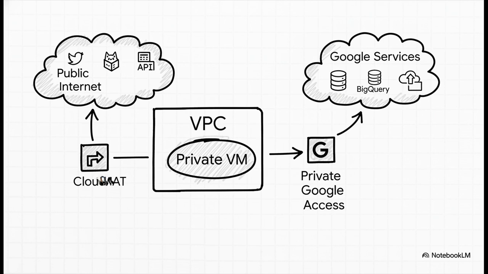Don't mix up Cloud NAT with something called Private Google Access. They sound similar, but they do totally different jobs. Remember, Cloud NAT is for connecting to the public internet. Private Google Access is specifically for when your private resources need to talk to Google's own APIs and services. Think BigQuery, Cloud Storage, that kind of thing. It lets you do all of that over Google's private network, so you don't even need Cloud NAT or a public IP for those connections.